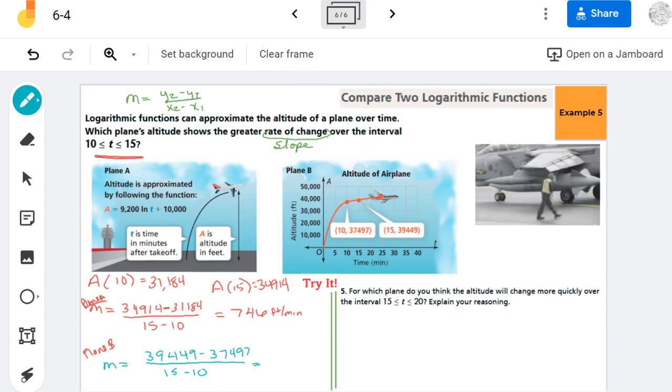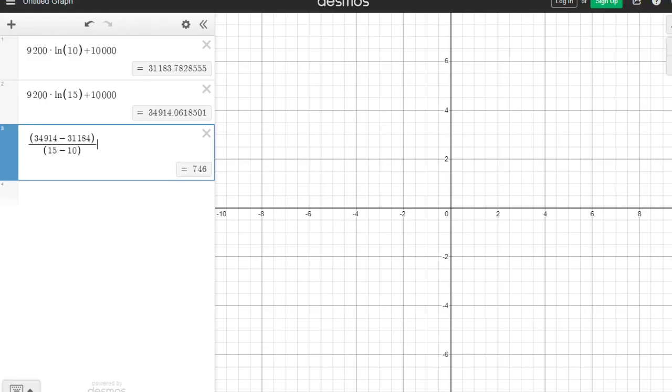If I go over to Desmos, I actually have this layout, right? So I just have to change these numbers. That first one was 39,449, and our second one was 37,497. And on this one, it's a much lower value. It's 390.4.